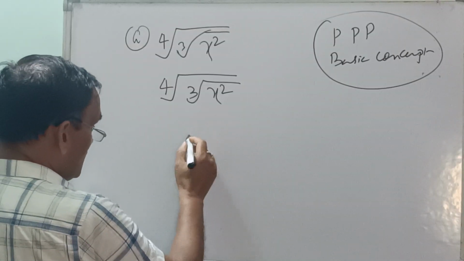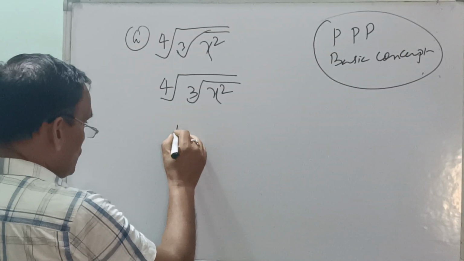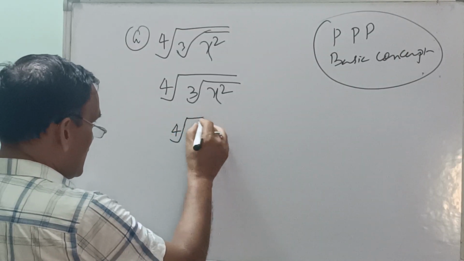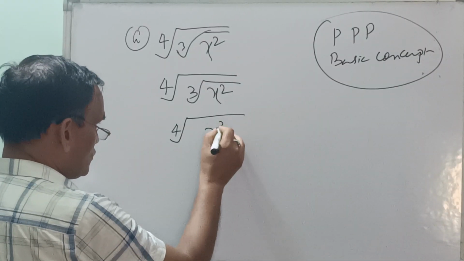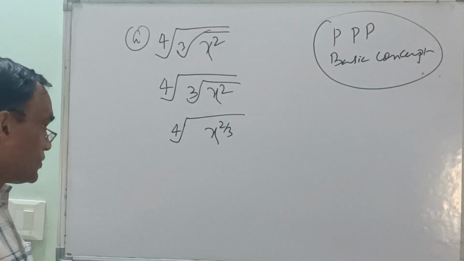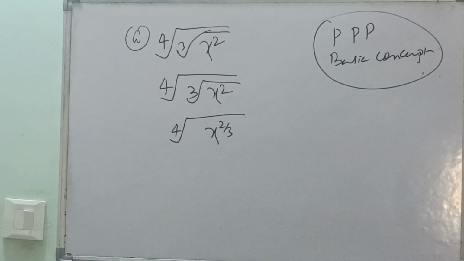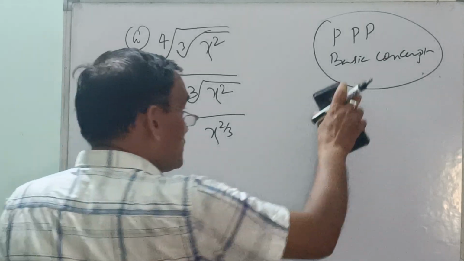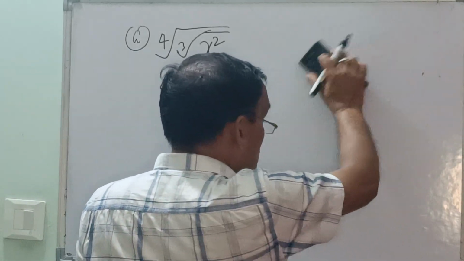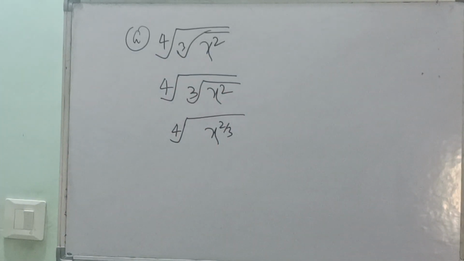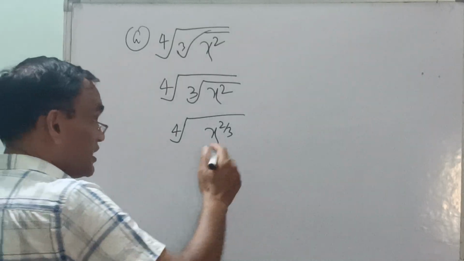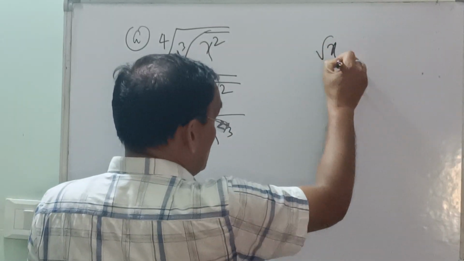What can you remember? Can you write it like this, x to the power 2 upon 3? Can you write x upon 2 upon 3? Yes, you can write. The question is, how can you write? We must have the answer. On which basis are we going to write? That we have already discussed.